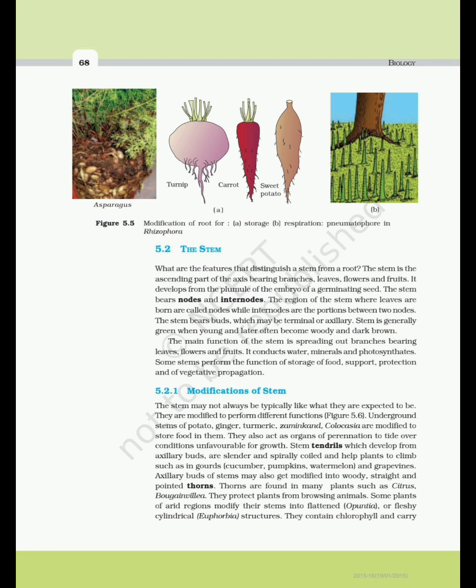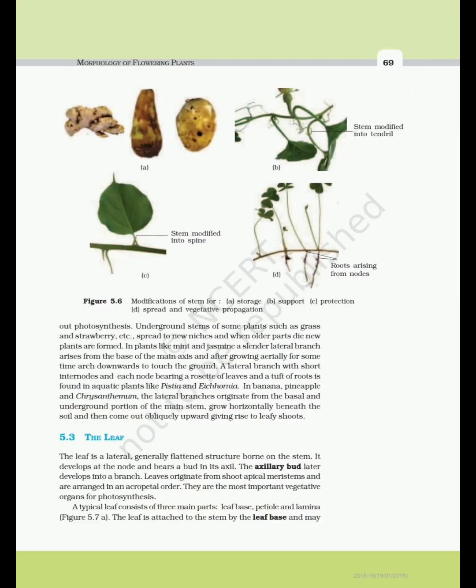Axillary buds of stems may also get modified into woody, straight and pointed thorns. Thorns are found in many plants such as citrus, bougainvillea. They protect plants from browsing animals. Some plants of arid regions modify their stems into flattened, like Opuntia, or fleshy cylindrical, like Euphorbia, structures. They contain chlorophyll and carry out photosynthesis.